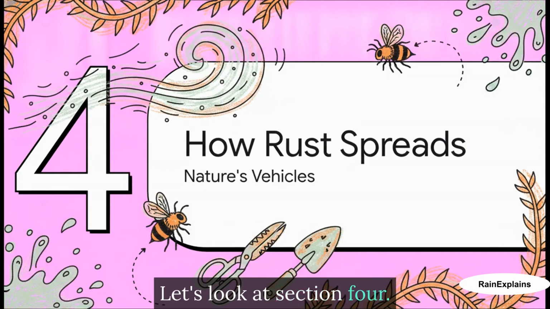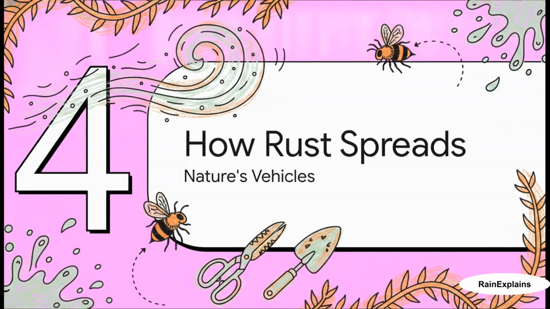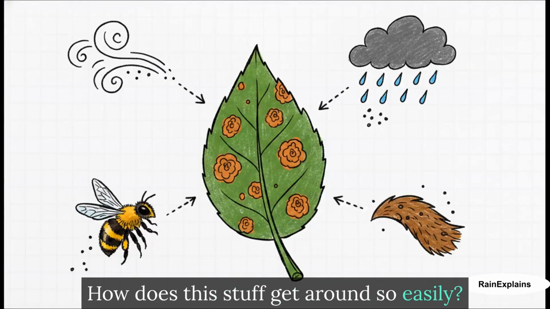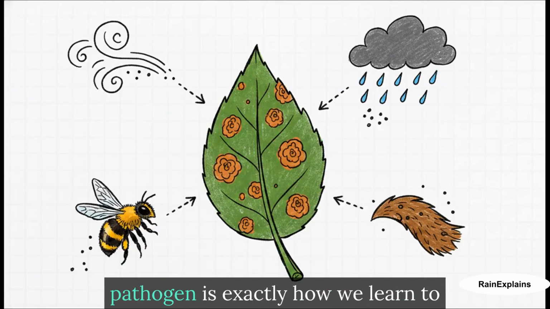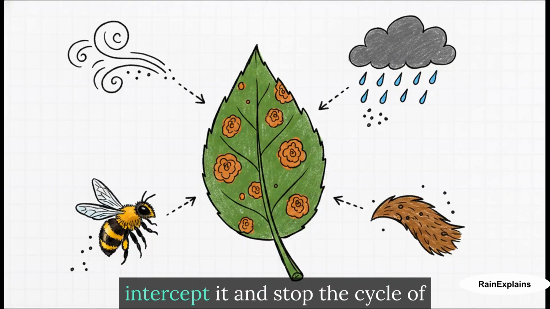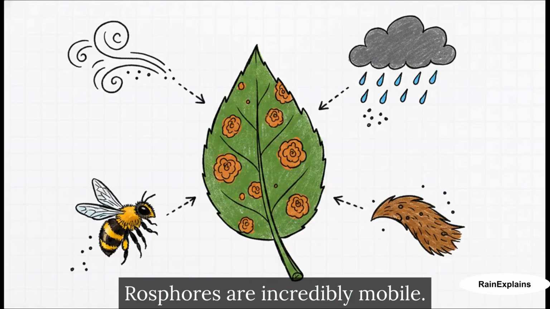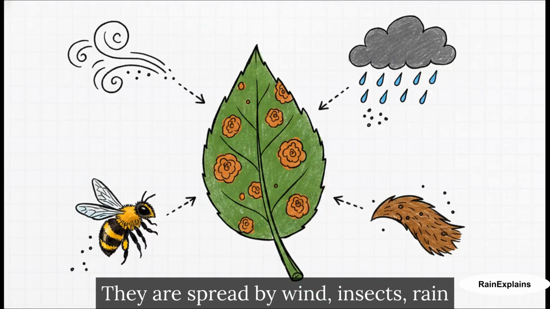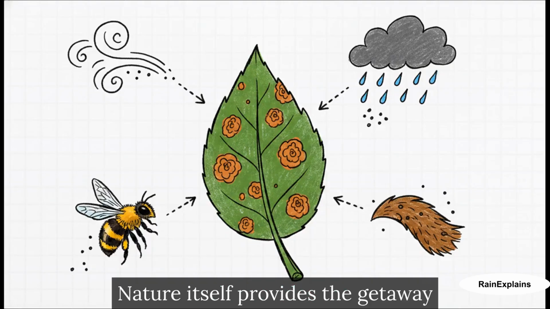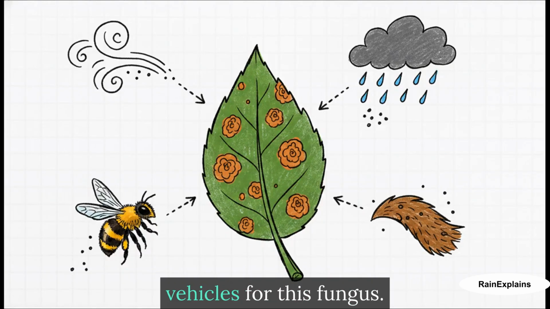Let's look at Section 4, how rust spreads. How does this stuff get around so easily? Understanding the movement of this pathogen is exactly how we learn to intercept it and stop the cycle of infection. Rust spores are incredibly mobile. They are spread by wind, insects, rain, and animals. Nature itself provides the getaway vehicles for this fungus.